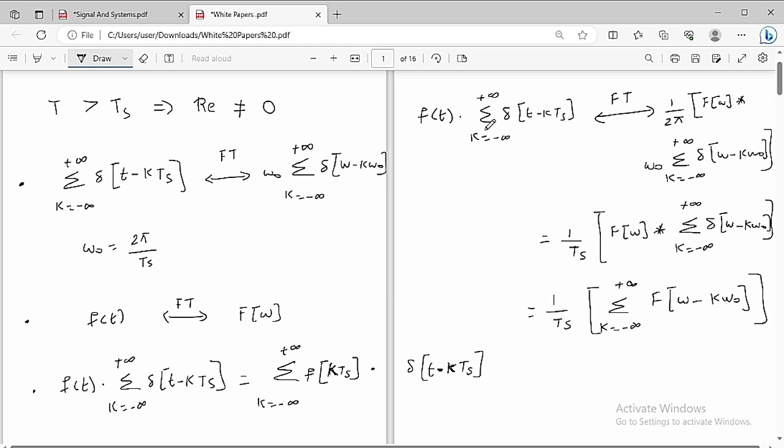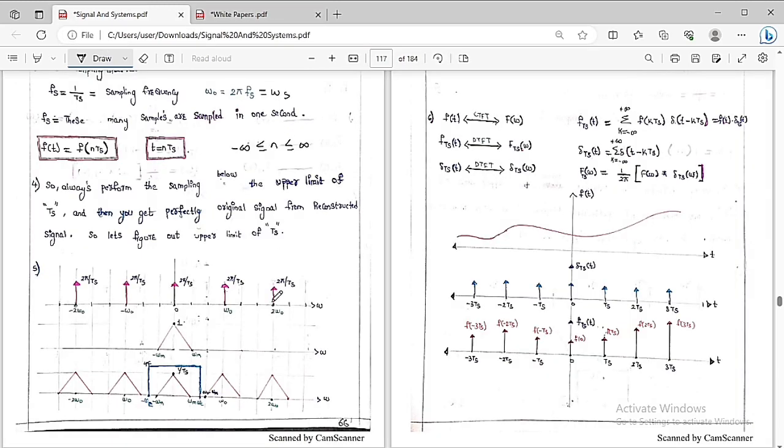So the product in the time domain leads to 1 by 2 pi times the convolution in the frequency domain. So these points I have already told you, right? So when it is nothing but 2 pi by Ts, the 2 pi and 1 by 2 pi cancel, and 1 by Ts is going to come outside. So this is a simple equation that we are going to get finally.